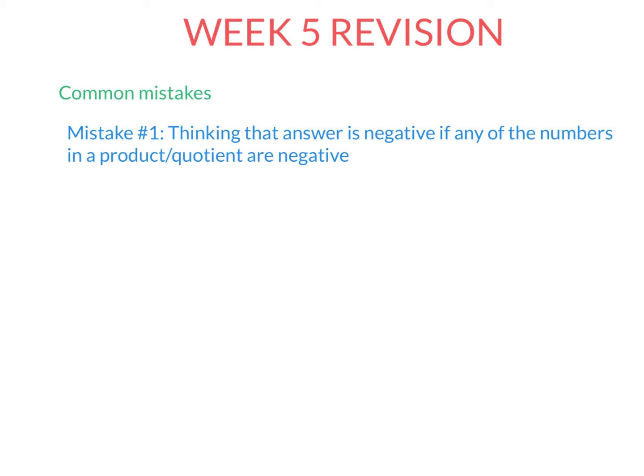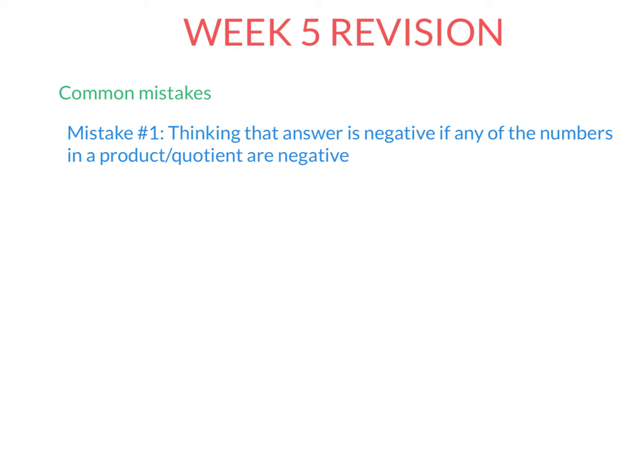Now, since we've already completed our first topic, I thought for this video I'd go through some common mistakes that I've seen. So the first mistake: thinking that an answer is negative if any of the numbers in a product or quotient are negative. Yeah, that makes it sound really complicated. Just remember, product means times, quotient means divide.